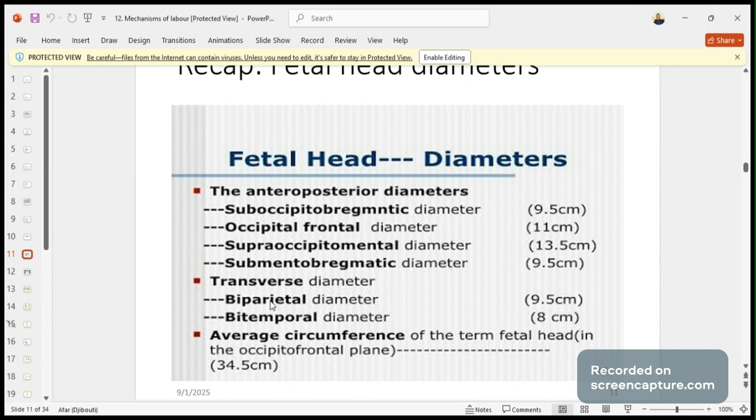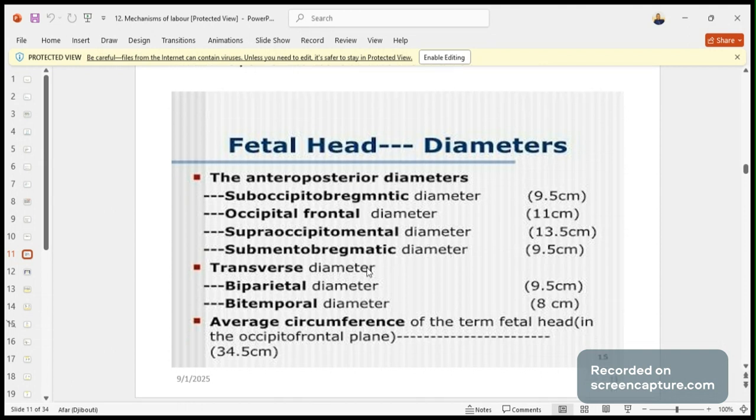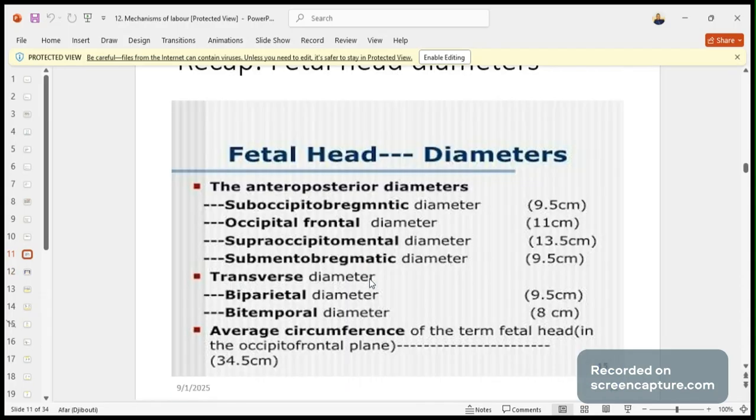Okay. In the anterior posterior, what we call the suboccipitobregmatic diameter is 9.5 centimeter. The lower one is submentobregmatic. If you forget, just remember all the bregmatic diameters. So suboccipitobregmatic diameter is 9.5 centimeter. Submentobregmatic is 9.5 centimeter. Then supraoccipitomental diameter is 13.5 centimeter, and occipitofrontal 11. So the highest diameter is always the supraoccipitomental diameter, that is on the anterior posterior diameter. Then for transverse we have biparietal and bitemporal. Biparietal 9.5, bitemporal 8 centimeter. Then average circumference 34.5 centimeter.